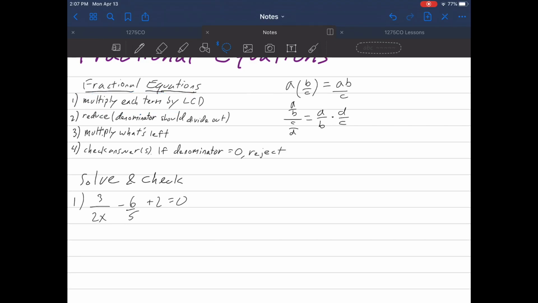to multiply each term by the least common denominator, which is decided upon by you. Reduce before you do any multiplication, and the denominators should divide out here, right? And what's left, you're going to multiply together. And you should get an equation with no fractions in them. Check your answers is the last step, right? And this is important because it is possible that we are going to reject some answers, and we will see some examples of that.